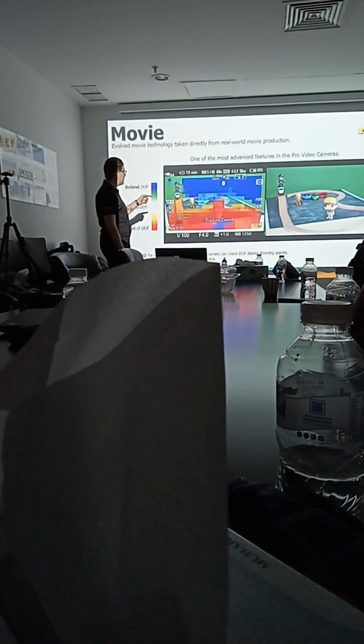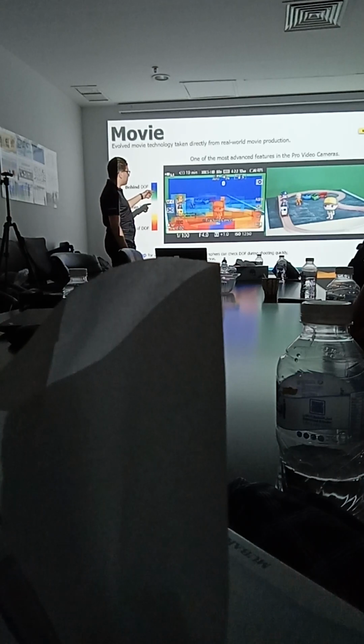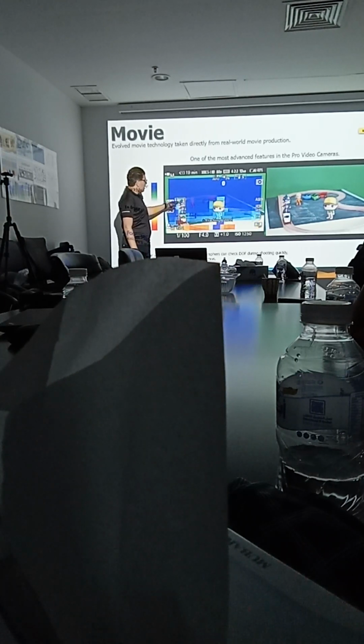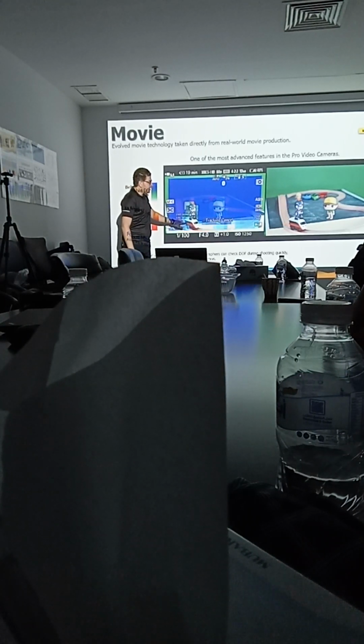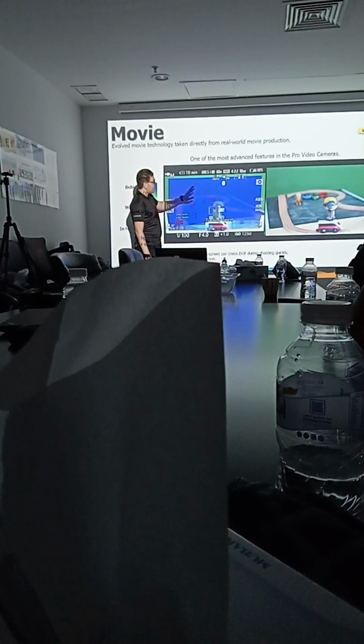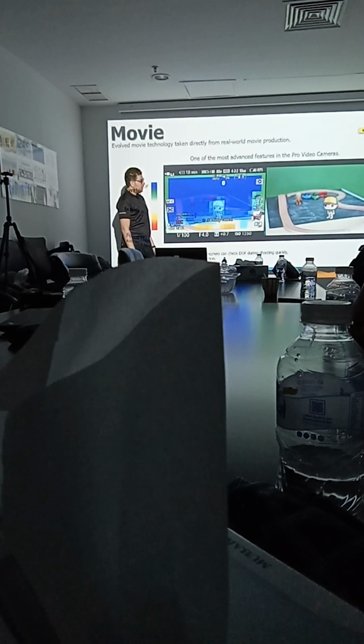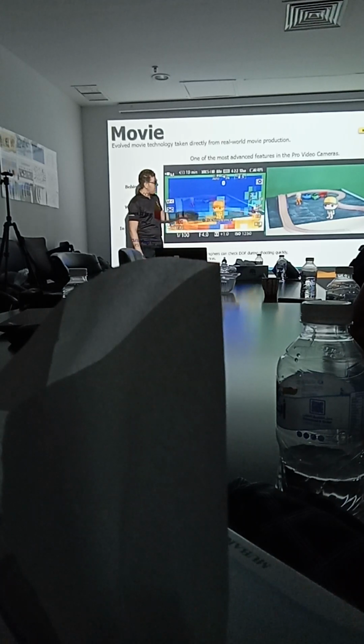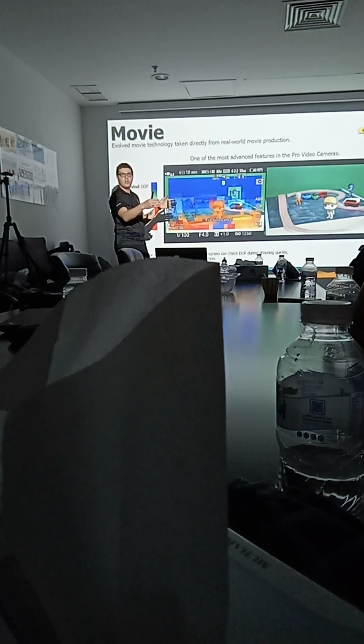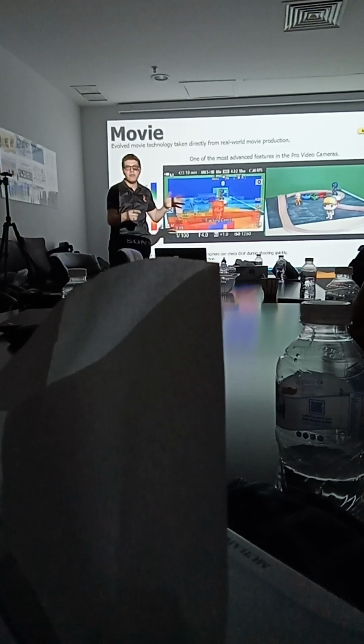But this is how it works. The transparent area is the focus area, and the blue area is after the focus area. And then the orange and red area is between the focus and the camera. So you can identify where the focus is.